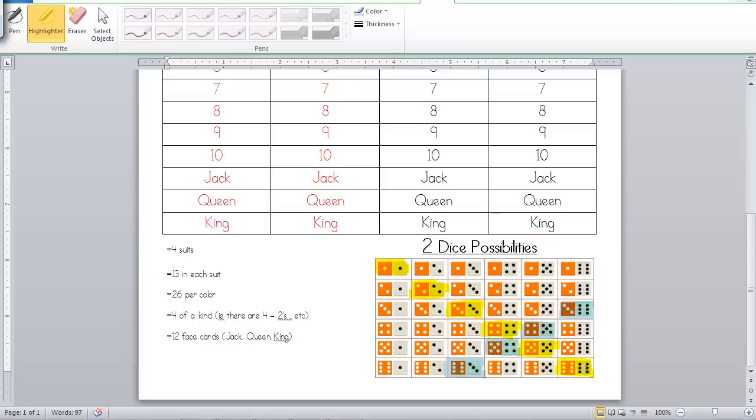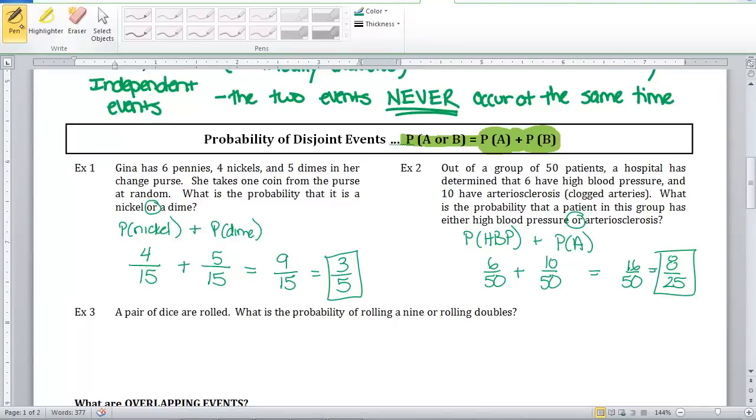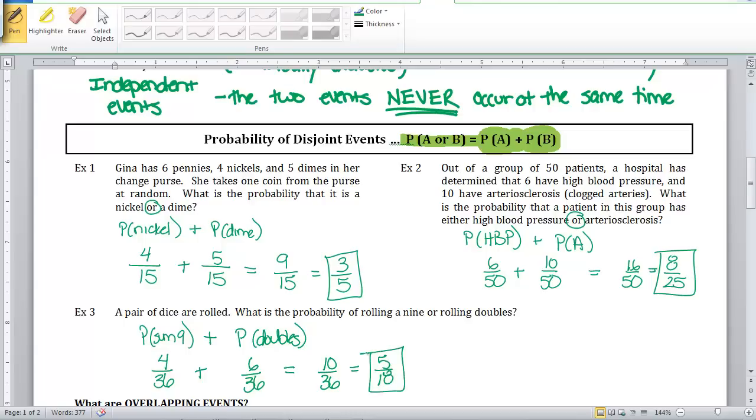So it looks like there's going to be 4 places where we sum to 9, and 6 times when we get doubles. So if we now bring that information back to the problem, the probability that we're going to sum to 9 would be 4 out of the 36 times. Or, so addition, the probability that we would roll doubles would be 6 out of 36 times. Adding those together, 10 out of 36 simplifies to 5 over 18. Now all of these were disjoint events.